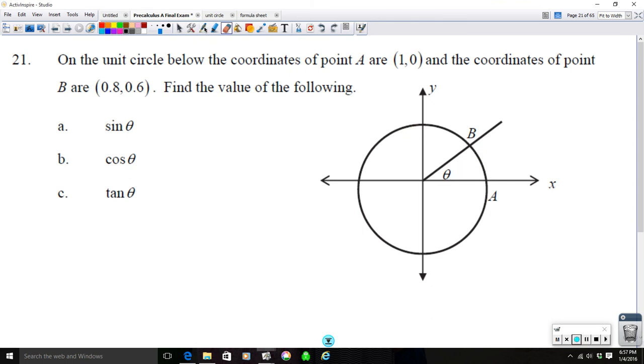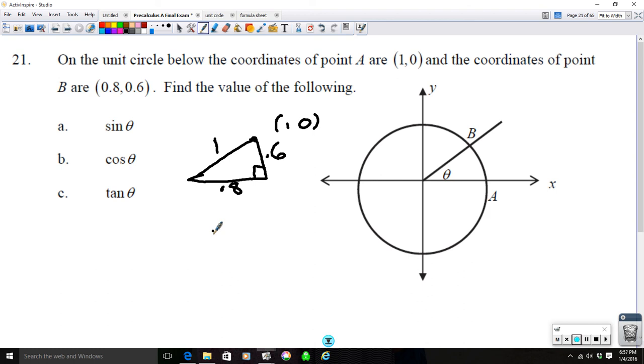So we have a point that's not necessarily on the unit circle. It's not recognizable. Well, it says the coordinate is 1, 0. So that's why we know that this is a point on the unit circle, so that makes the radius 1. So this is 0.8 and 0.6 to find that point B there.